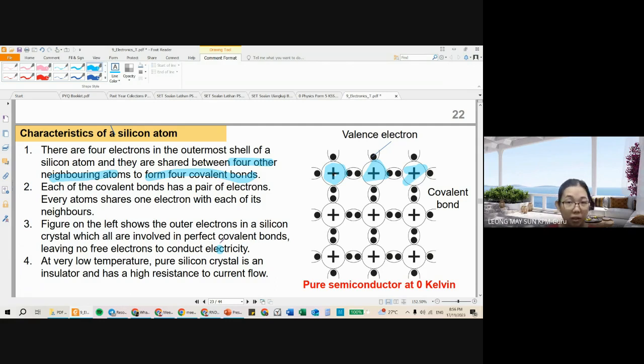Silicon is a semiconductor, all right? And at low temperature, the pure silicon crystal is an insulator with high resistance. Why high resistance? Because all 4 of the valence electrons are in perfect covalent bonds, and hence at very low temperature, there are no free electrons moving around. There are no holes moving around. So at low temperature, pure silicon is an insulator with high resistance and low current. So no current will flow.